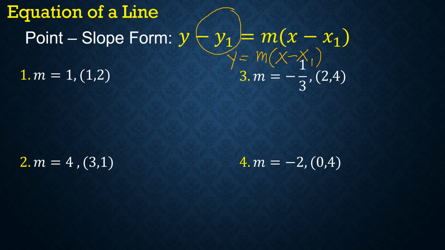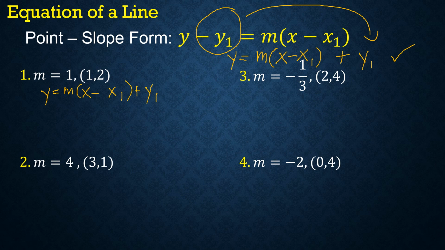So, lipat natin ng negative y sub 1, lipat natin sa kabila. So, magiging plus y sub 1. So, pag ginamit natin ito, we will end our answer in slope-intercept form, and that's acceptable. Let's have number 1. Y is equal to m times x minus x sub 1 plus y sub 1.